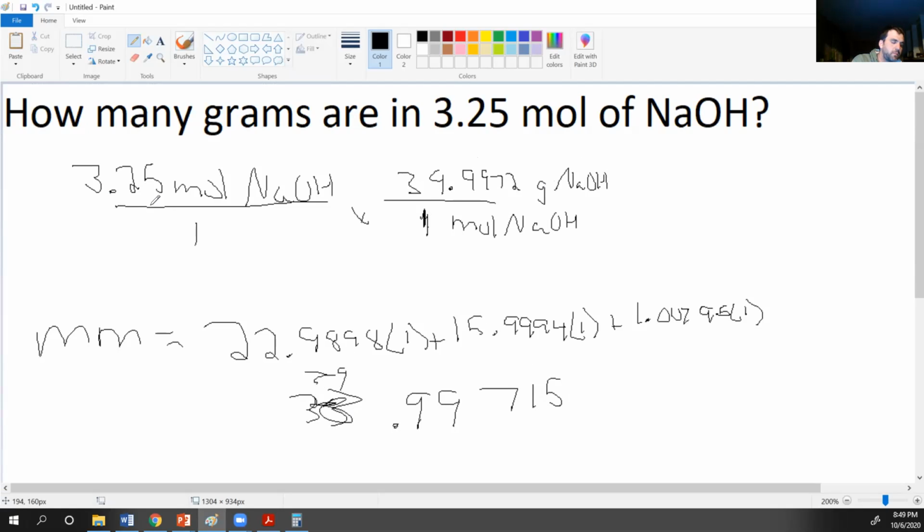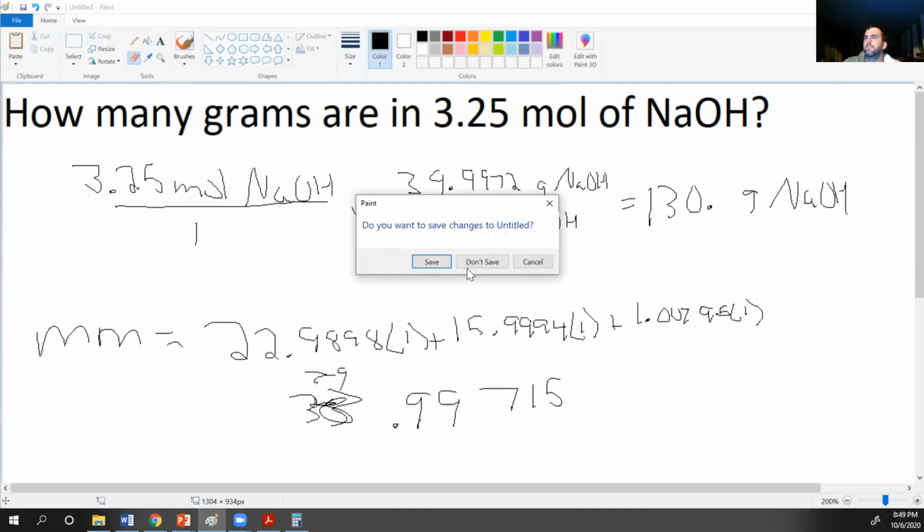To solve this out, I would do 3.25 times 39.9972. Started with 3 significant figures. My calculator answer gets 129.9909. I need to turn that to 3 significant figures. So I would say that would be 130 with a decimal point grams NaOH. That was going from moles to grams.